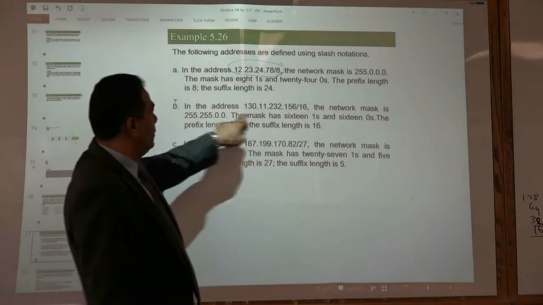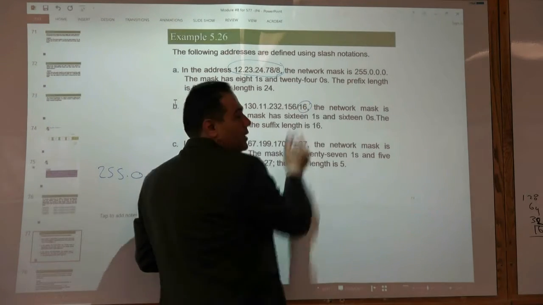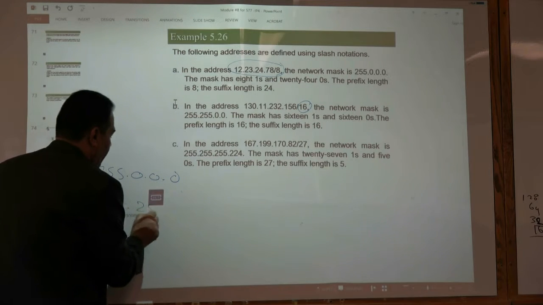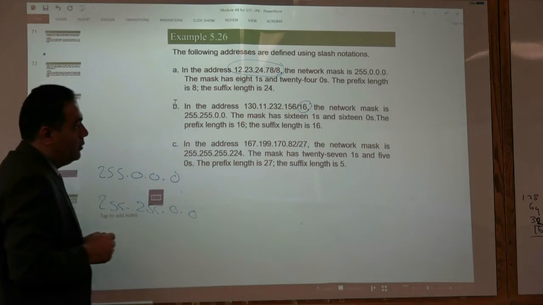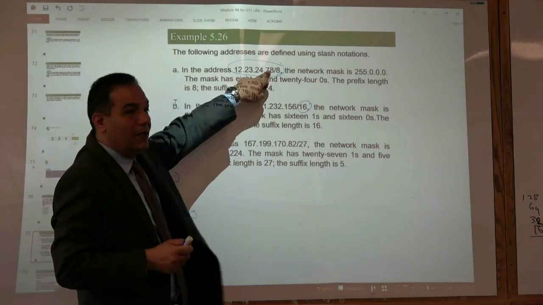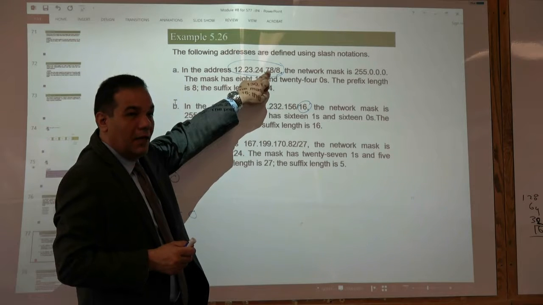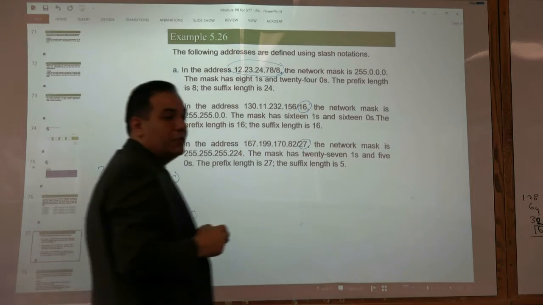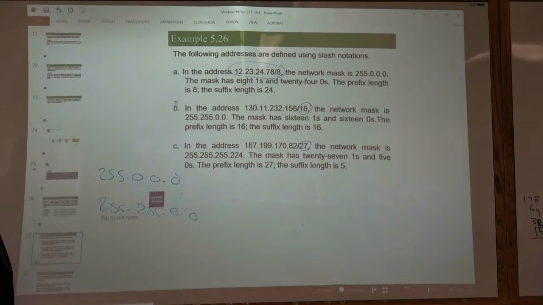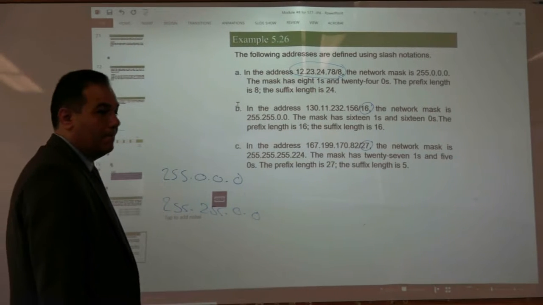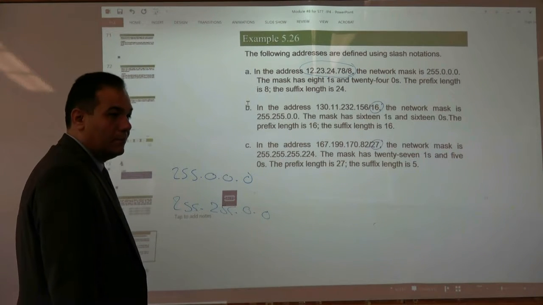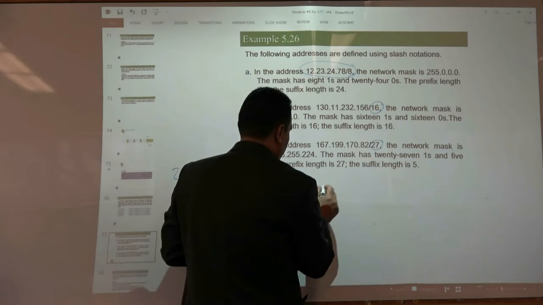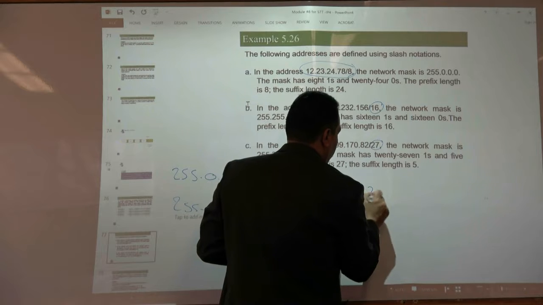Let's do this. What is the network mask? /16. That means it's 255.255.0.0. All right. So this kind of class A, class B. Above that, /27. So what is the network mask? Exactly. So in here, 255.255.255.